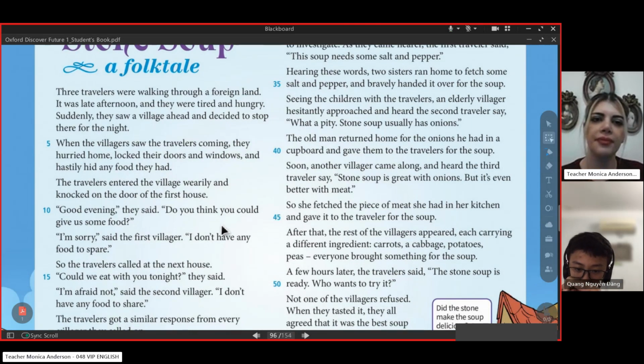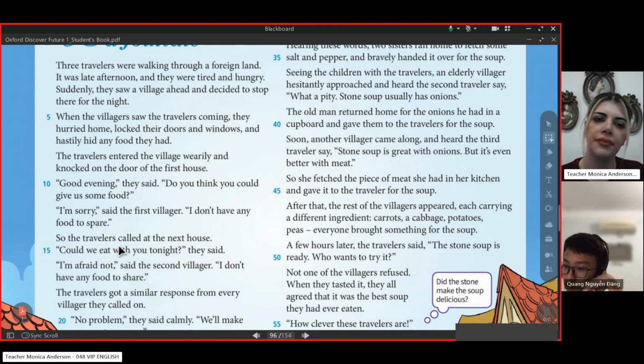"Good evening," they said. "Do you think you could give us some food?" "I'm sorry," said the first villager. "I don't have any food to spare." So the travelers called at the next house. "Could we eat with you tonight?" they said. "I'm afraid not," said the second villager. "I don't have any food to share." The travelers got a similar response from every villager they called on.